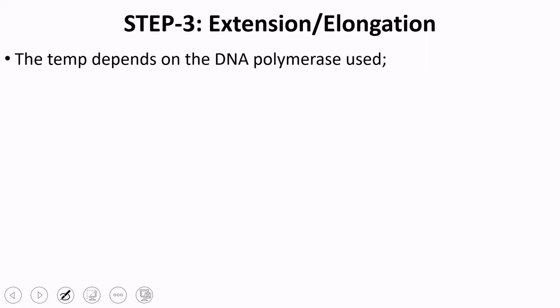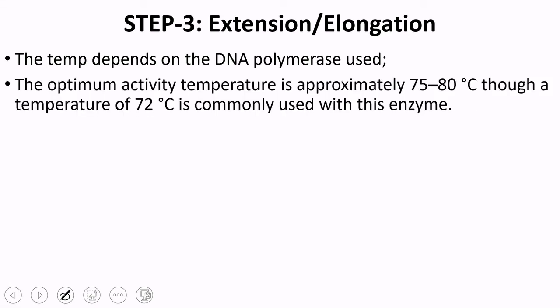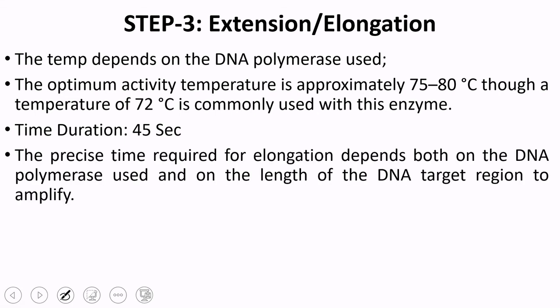Then the third step is extension or elongation, where the temperature depends on the DNA polymerase we use, because every DNA polymerase has a specific optimum temperature. Roughly the temperature is between 75 to 80 degrees centigrade, and on average 72 degrees centigrade, and this requires a time of 45 seconds. The precise time required for elongation depends on both the DNA polymerase you use and the length of the DNA.